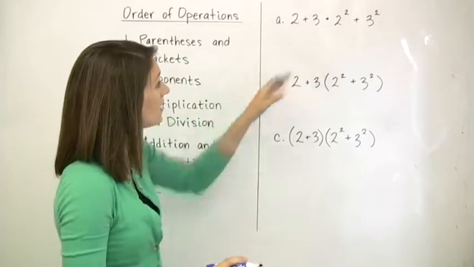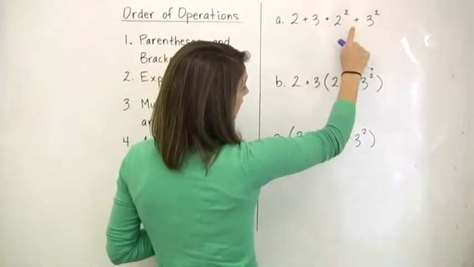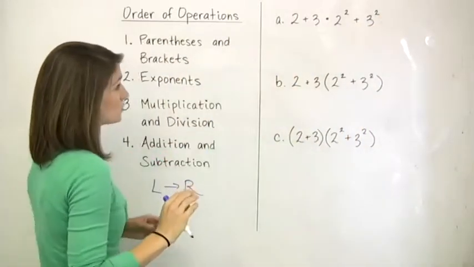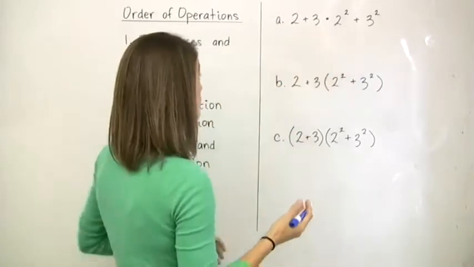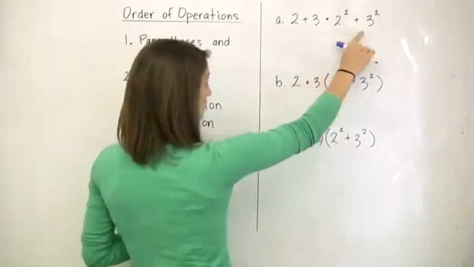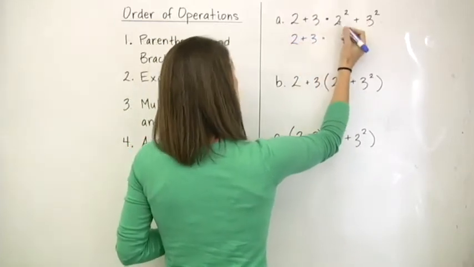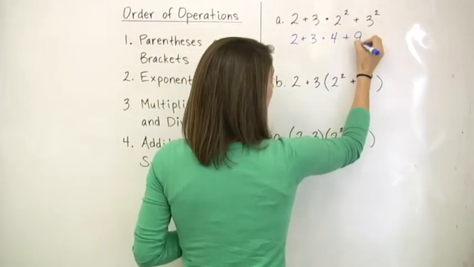So first let's try this problem here. We have 2 plus 3 times 2 squared plus 3 squared. Now working with our order of operations, we're looking for parentheses first. Now in this problem there are none, so we're going to move on to our second step, which is working our exponents. So we have 2 plus 3 times 2 squared is 4 plus 3 squared is 9.